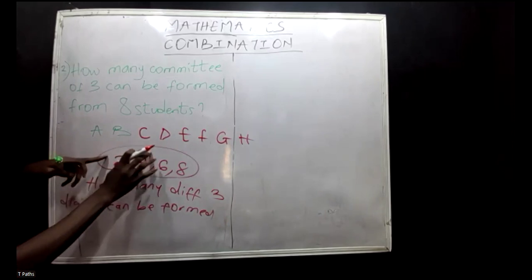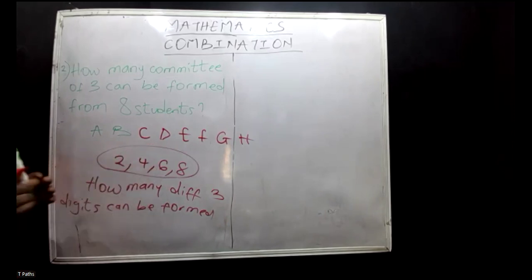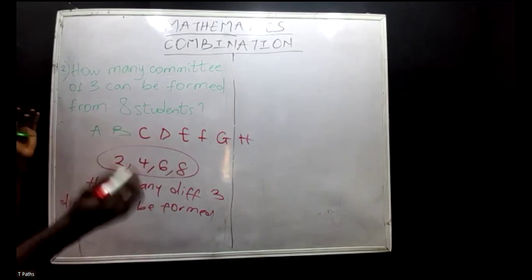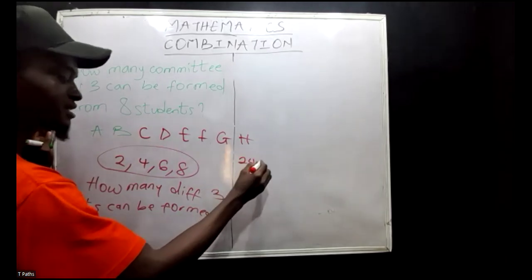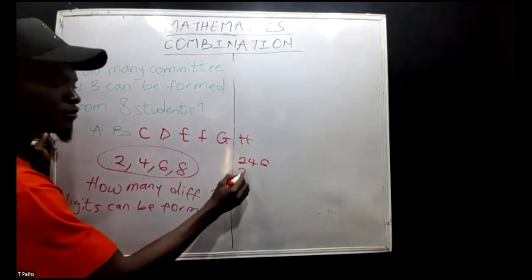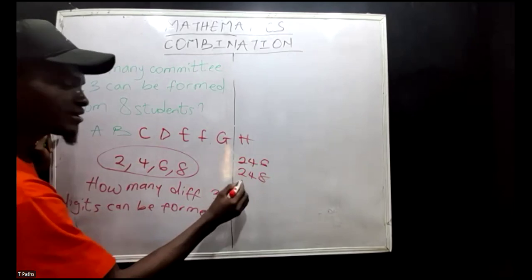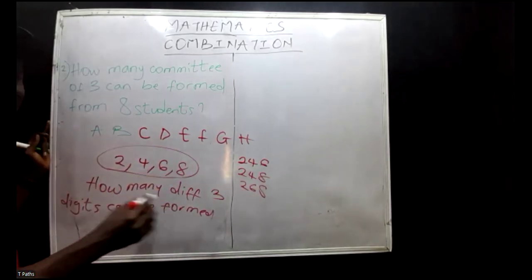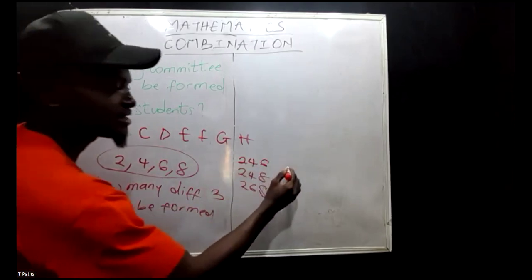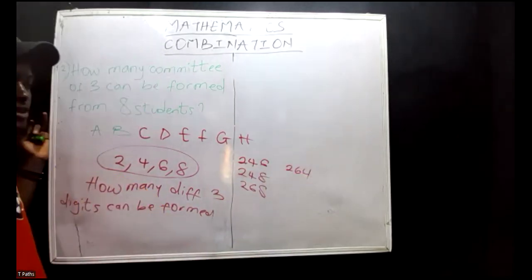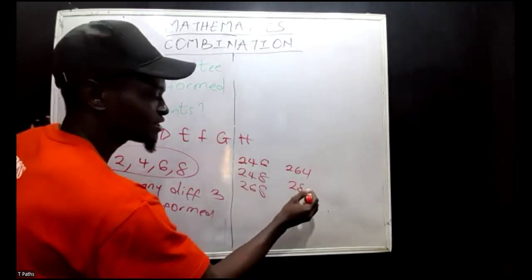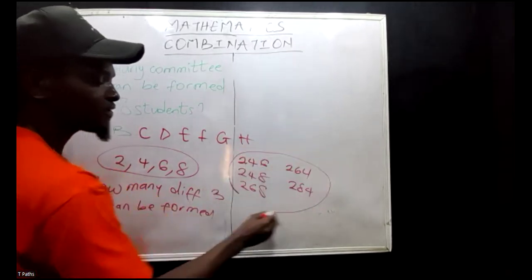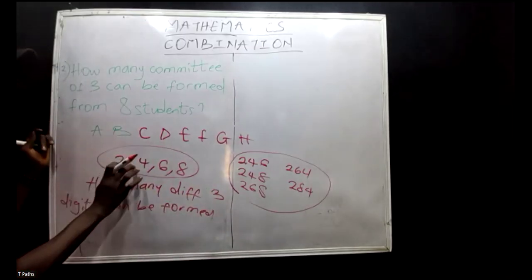How do I know? Because if I'm forming 3 digits, I can't just say 2, 4, and 6. No, I have to try all the ways. So the arrangement matters. I can say 2, 4, 6. This is one 3 digit. I can say 2, 4, 8. I can say 2, 6, 8. I can rearrange and rearrange. So for permutation, the arrangement matters because 2, 4, 6 is not the same thing as 2, 6, 4. They are different things. 248 is not the same thing as 284. This is another arrangement. That's why you say arrangement matters. So whichever question you're solving, if you are dealing with permutation, you always know that arrangements matter.